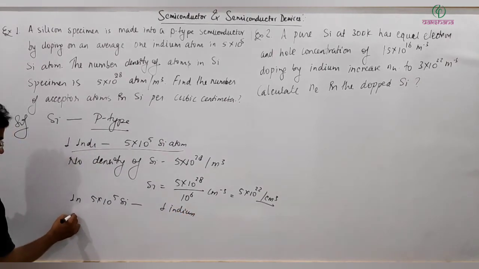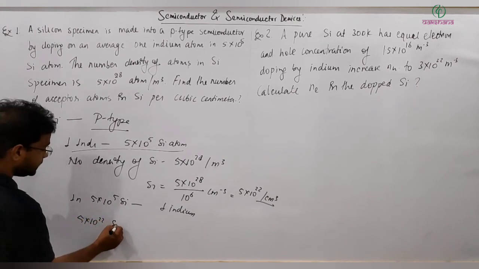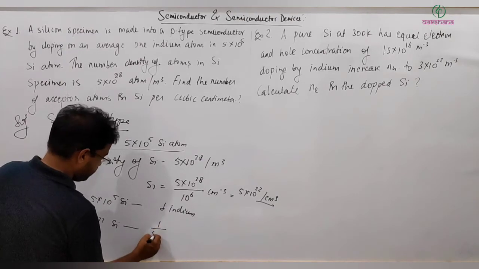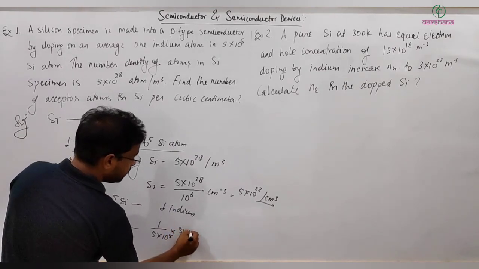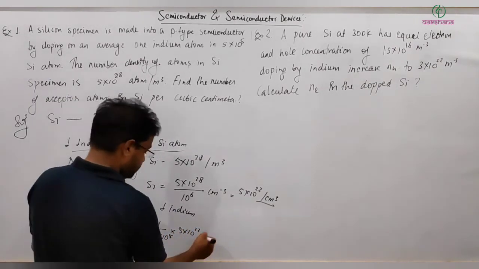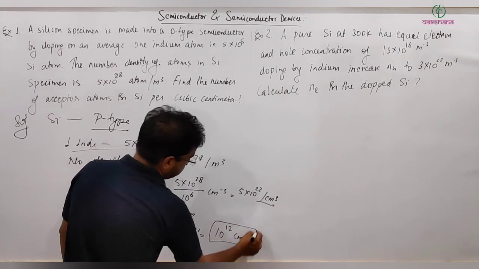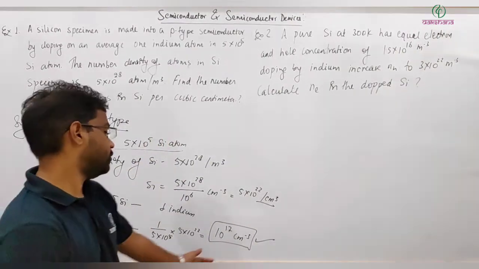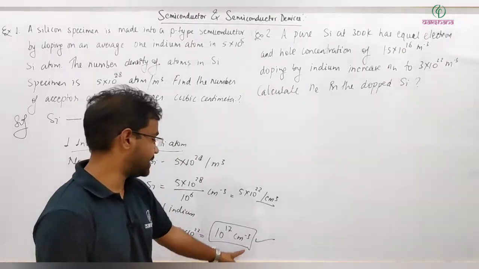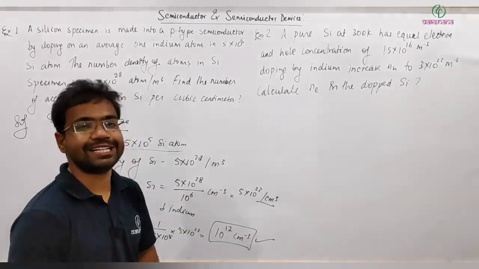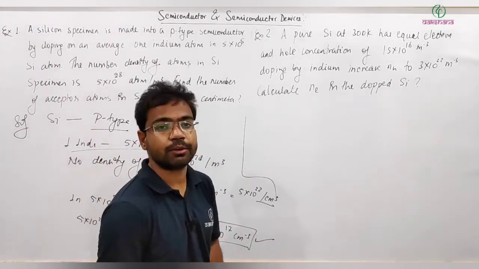So I can write in 5 into 10 raised to power 22 silicon atoms, number of indium atoms is 1 by 5 into 10 raised to power 5 multiplied by 5 into 10 raised to power 22, and that comes out to be 5 into 10 raised to power 17 per centimeter cube. So this is the density of p-type impurity, indium atoms added, that number density should be equal to this. So I think it's a straightforward problem. You should not have problem in solving this type of questions.